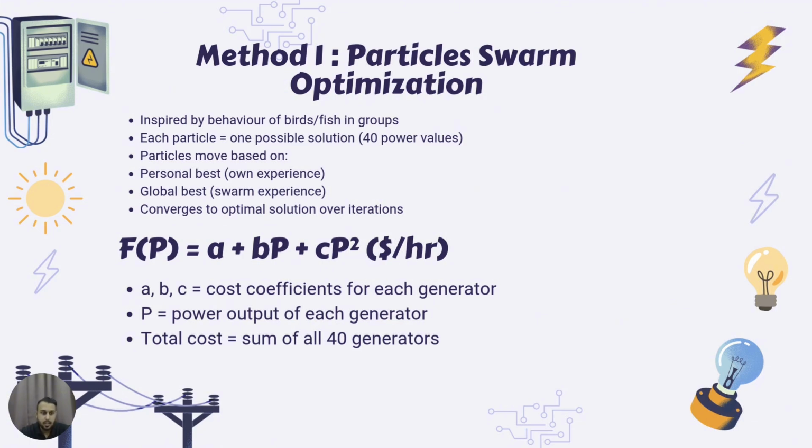where A, B, C equal the cost coefficients for each generator, P equals the power output of each generator, and lastly total cost equals the sum of all 40 generators.